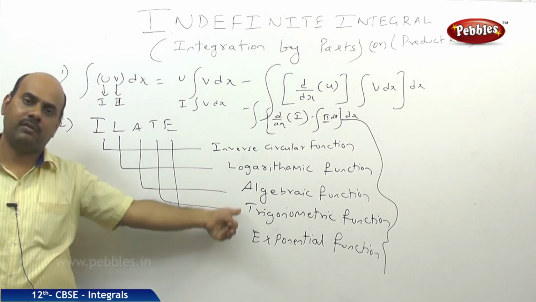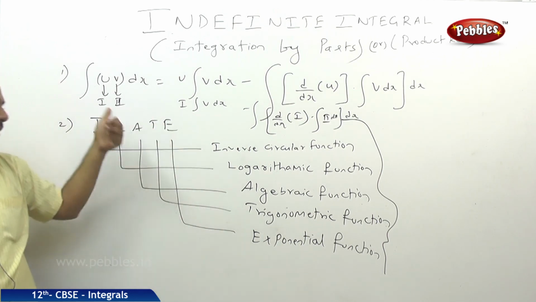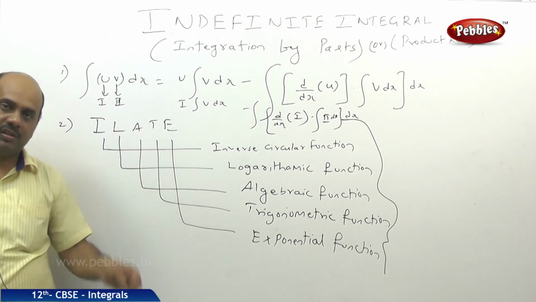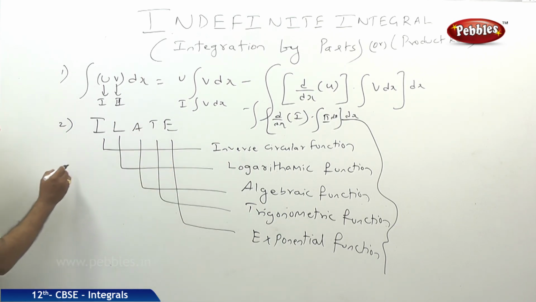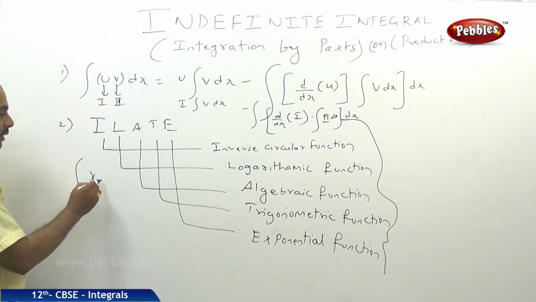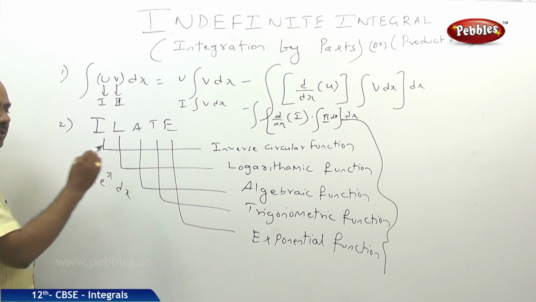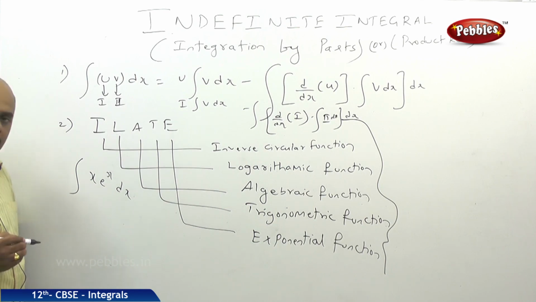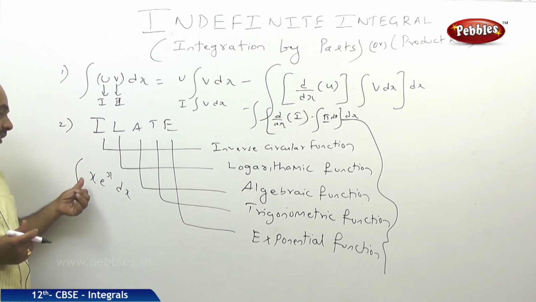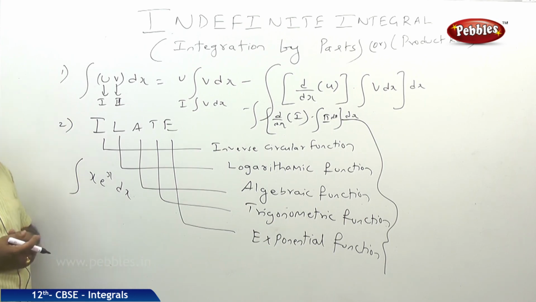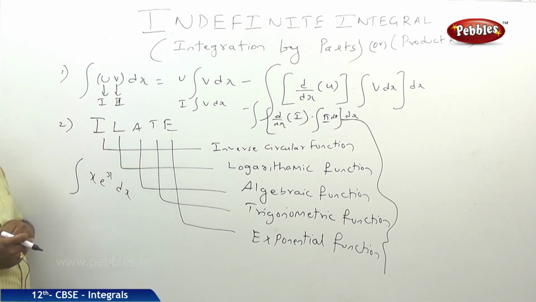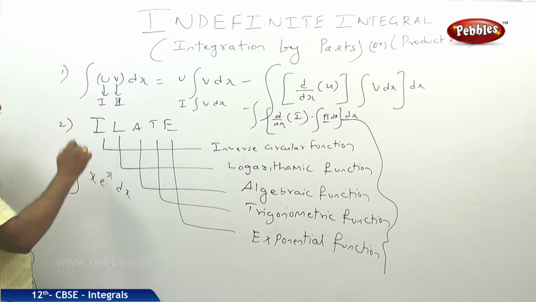I refers to inverse circular, L refers to logarithmic, A refers to algebraic, T refers to trigonometry, E refers to exponential. For example, suppose a question is given to you: evaluate integral of x into e power x dx. So what will I be doing here? x is one function and e power x is another function. x we call an algebraic function and e power x we call an exponential function. So in this order, which function is coming first? ILATE.